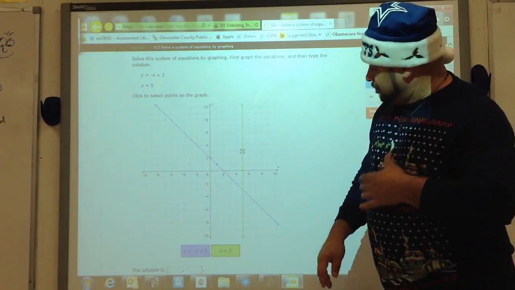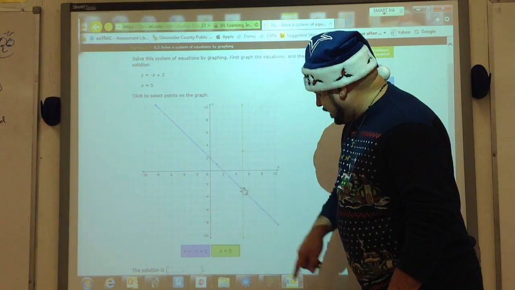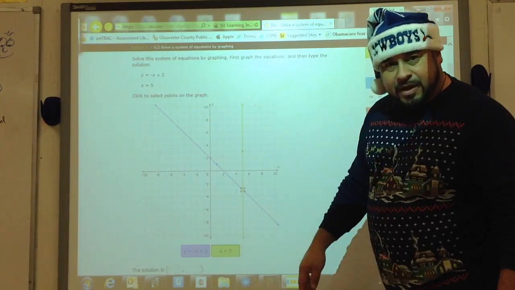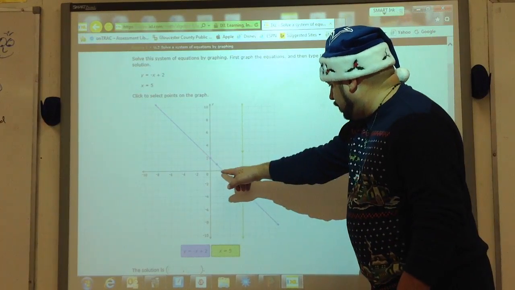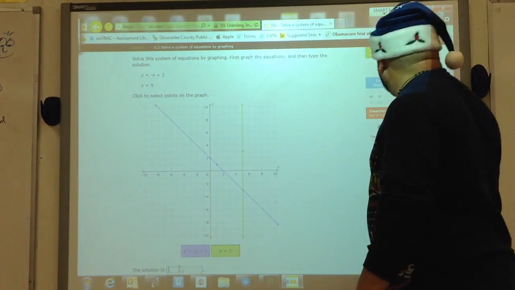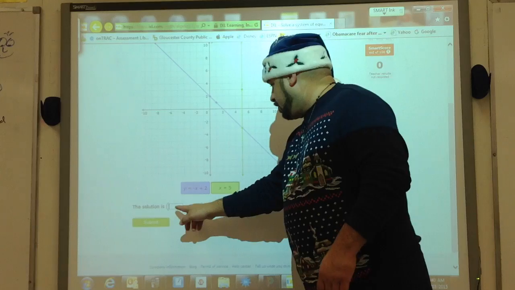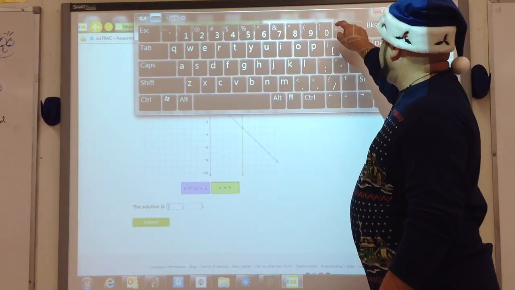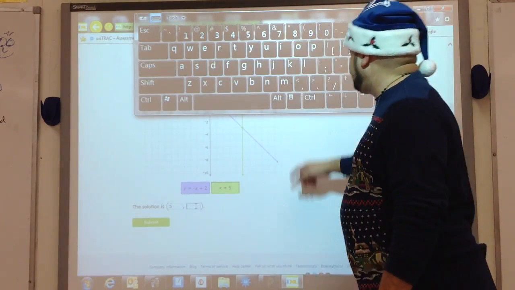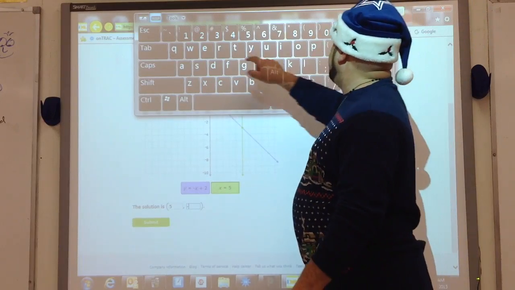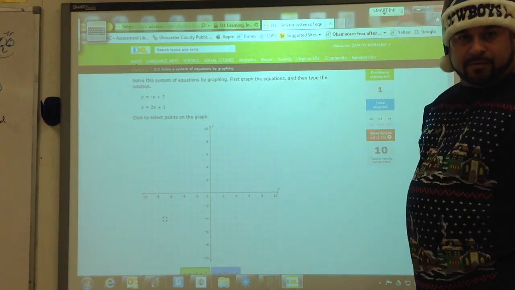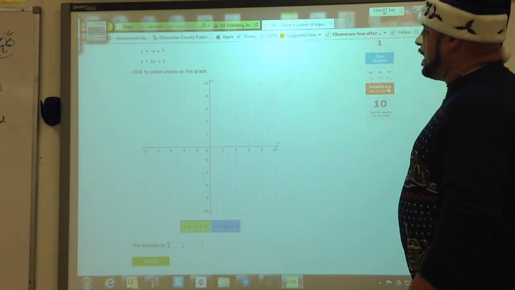What I like to do is once I see where they cross paths, I like to put my second point there, and then I can see where my ordered pair is for my solution. So it looks like it's at 5 and negative 3. So I go down here, and I'm going to erase this up so you can see it. So for x it is positive 5. And then for my y is negative 3. And I'm going to submit. And it said correct. So let's try one more to make sure we got it.